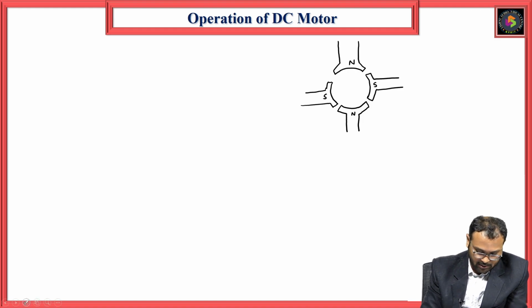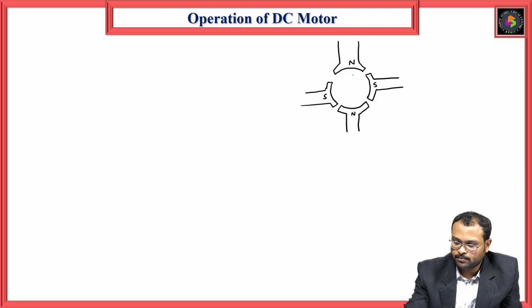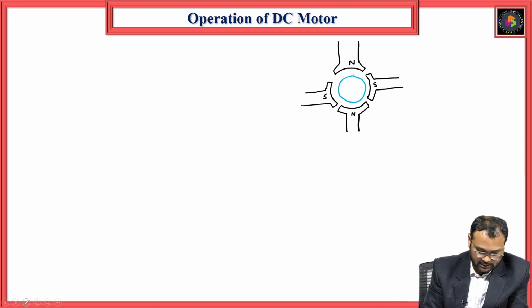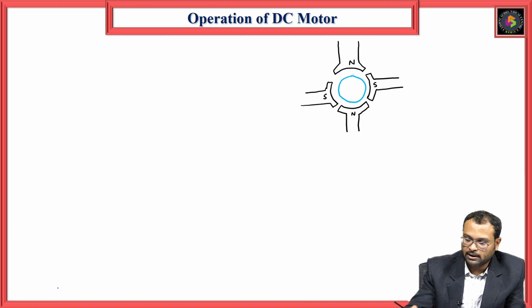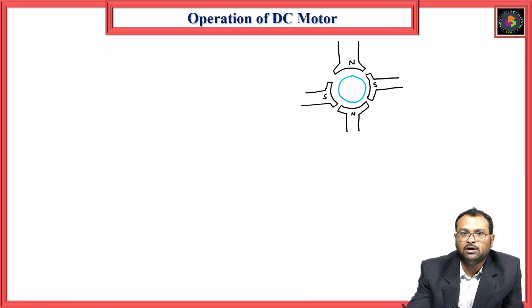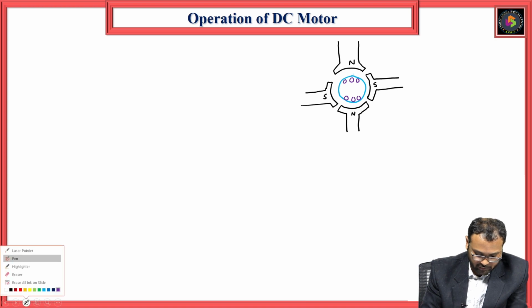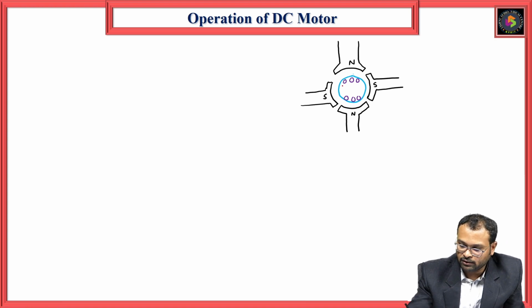In this 4-pole machine, I want to keep my armature. So let us make this my armature. I will consider some conductors also. Let's take 12 conductors and 3 conductors for each pole. So this is 1, 2, 3, 4, 5, 6. Intentionally, the conductors on the north pole I am drawing with one color, and under the south pole with another color, to differentiate the conductors.